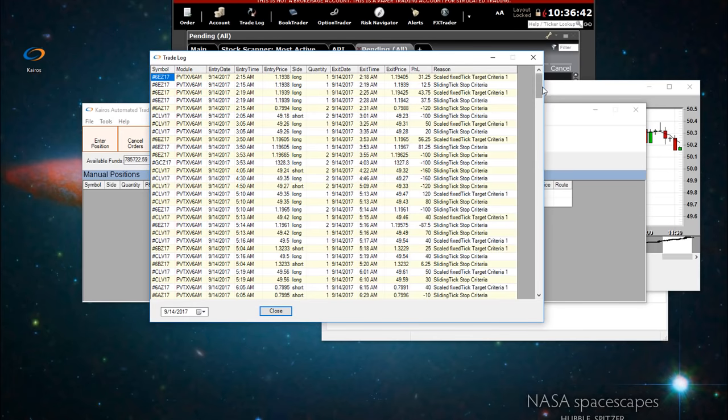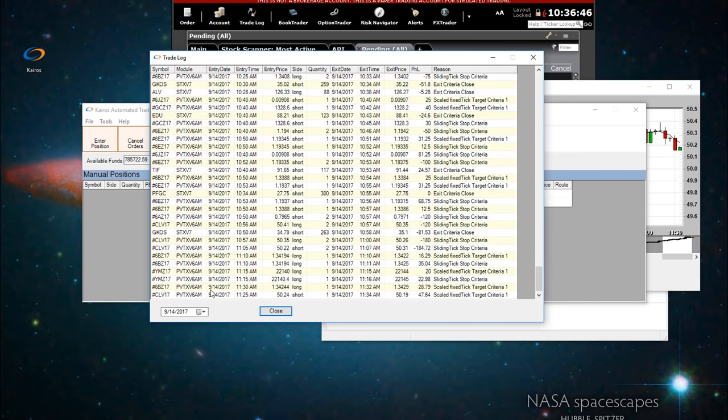So just to look at the first 2 contracts, we had a long for the British pound, and we had a profit of almost $29 on that, which hit the first target. And for oil, we entered at 50.24 and exited at 50.19 for a profit of $48 on that first contract.